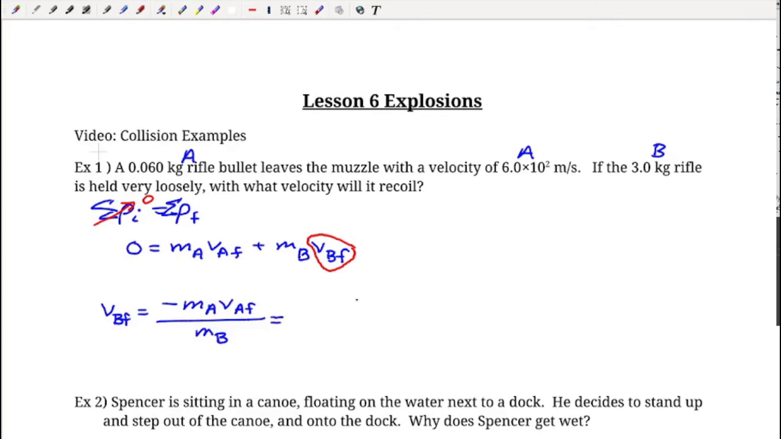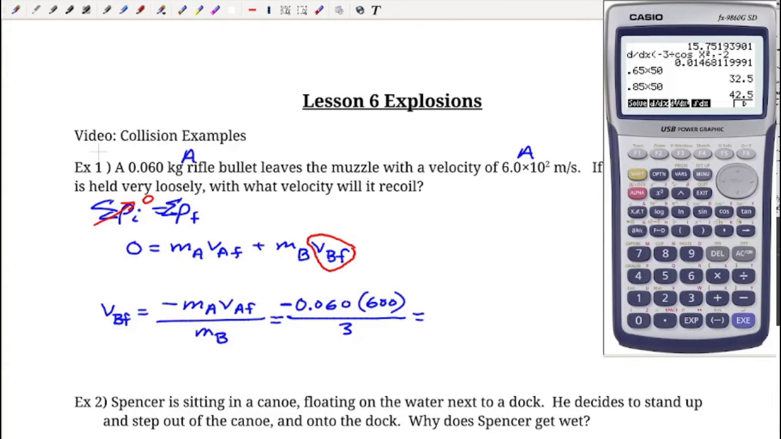So mass of the bullet, 0.060. Velocity of the bullet, 6 times 10 to the 2. I'm just going to write that as 600 because it's shorter, divided by the 3 kilograms of the rifle. And I forgot the negative. The negative needs to come along because that's going to indicate we're going in the opposite direction. All right, so go ahead and pull out your calculator, and we're going to plug that in.